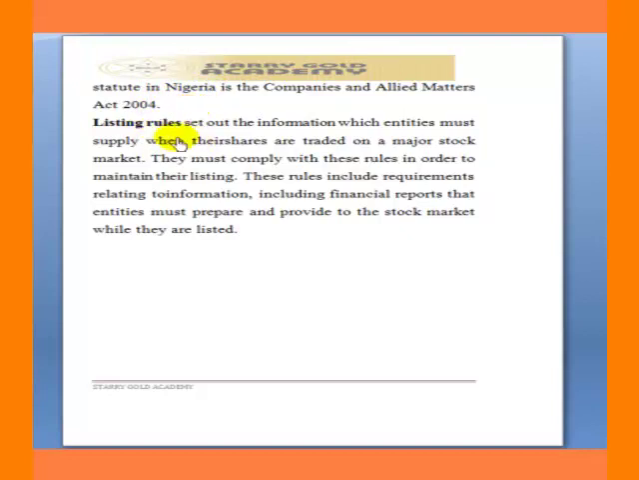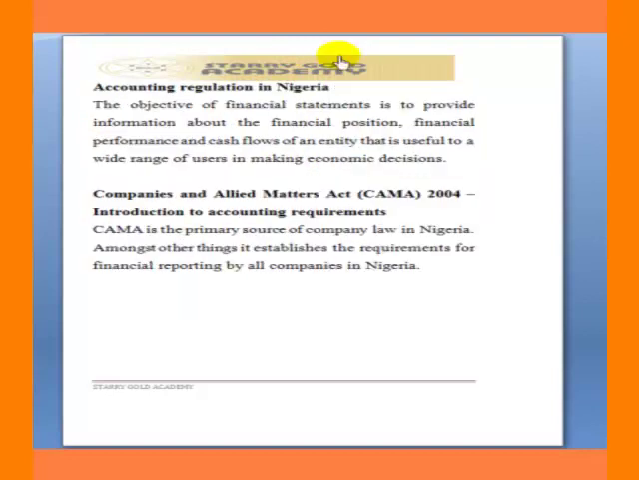Okay. Now the listing rule, like I said earlier, is peculiar to some entities. That is, all entities listed on the Stock Exchange of Nigeria are governed by the SEC Act. All banks are governed by the BOFIA, Banks and Other Financial Institutions Act. Then all insurance companies are governed by NAICOM, that is the National Insurance Commission. So all these companies have their own separate rules, and that is what makes up the listing rules. Okay.